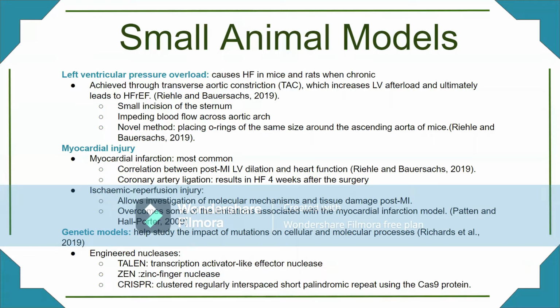Another method of inducing heart failure that is relatively new and is becoming more common is using genetic models. They help study the impact of gain of function and loss of function mutations on cellular and molecular processes on clinically relevant phenotypes. A means of achieving this is through the use of engineered nucleases, which modulate DNA sequences and generate transgenic mice, which include TALEN, which stands for transcription activator-like effector nucleases, ZFN, which stands for zinc finger nuclease, and CRISPR, which uses the Cas9 protein.